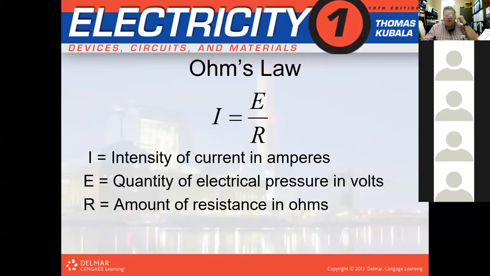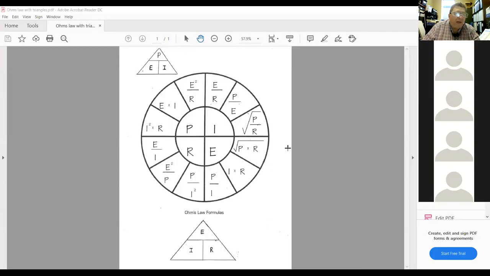So let's take a look at some examples here. Let's pull up the Ohm's law sheet. Did everybody get one of these the other day? Yes, sir. If you didn't, I can give you a paper copy when you're here. And it should be on the Moodle website for you to download electronically. But I can give you a paper copy when you're here.